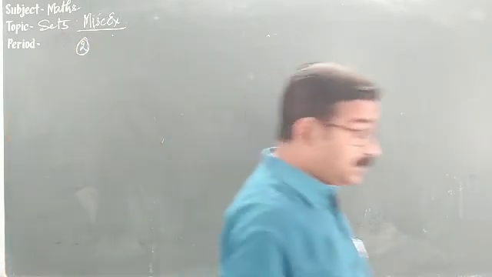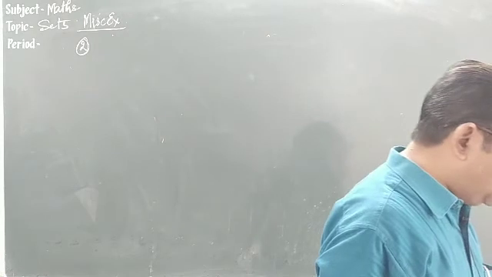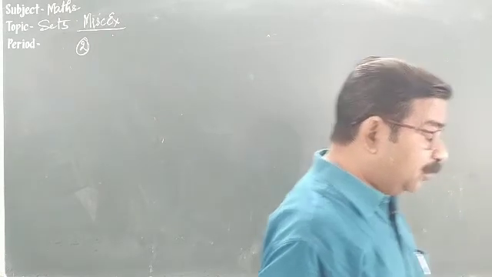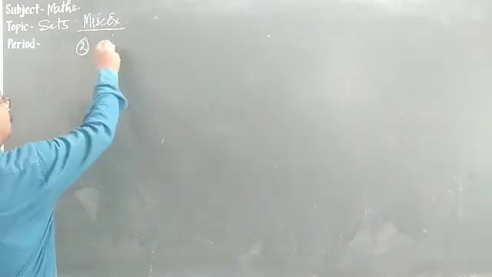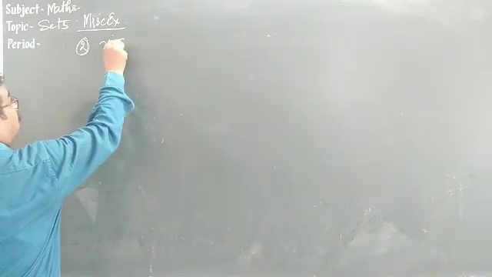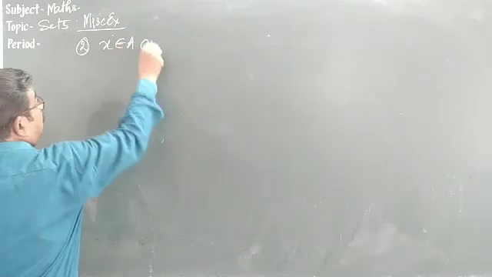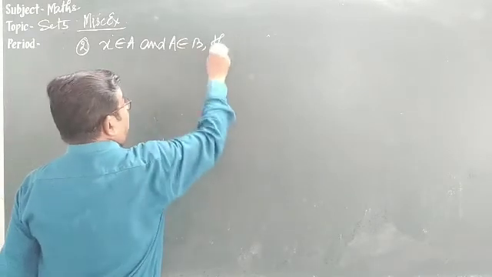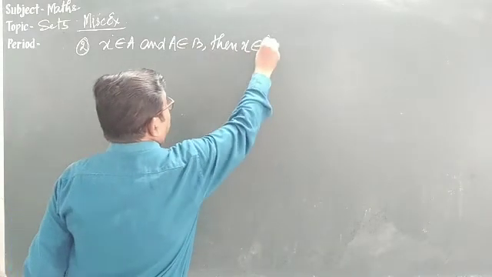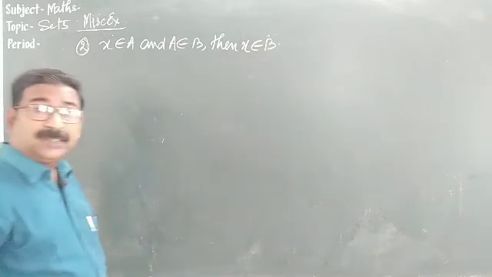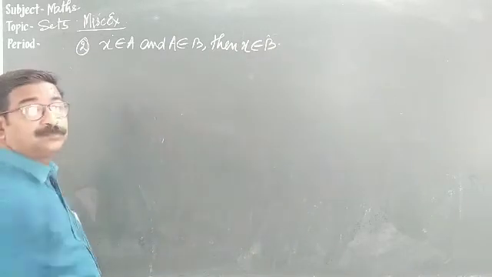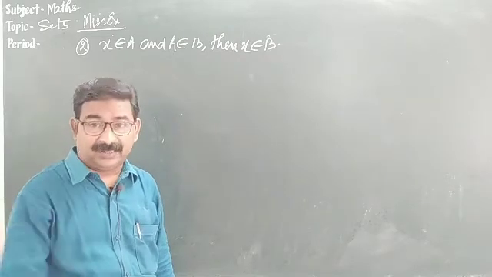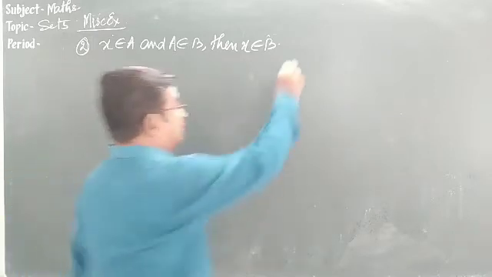The first one is: x belongs to A and A belongs to B, then x belongs to B. See, this is a set. A set is never belonging to another set. So clearly it is false.